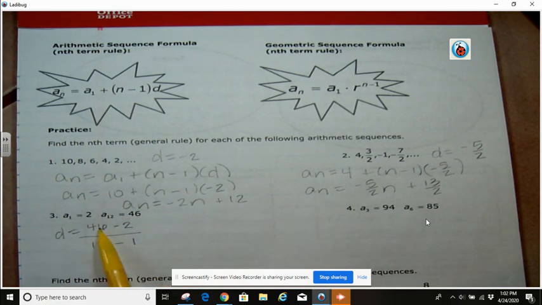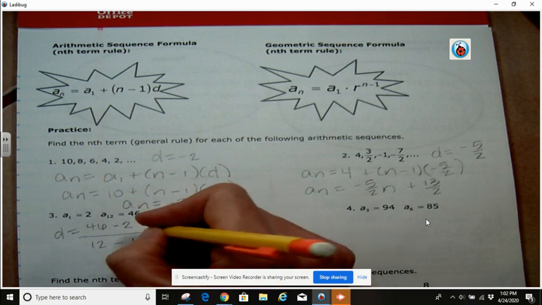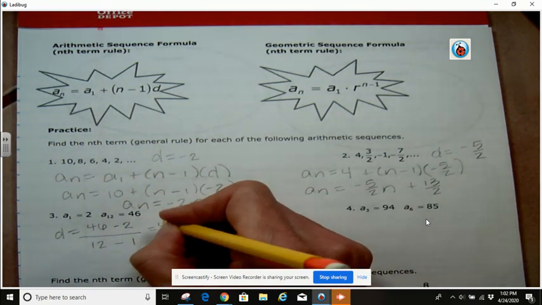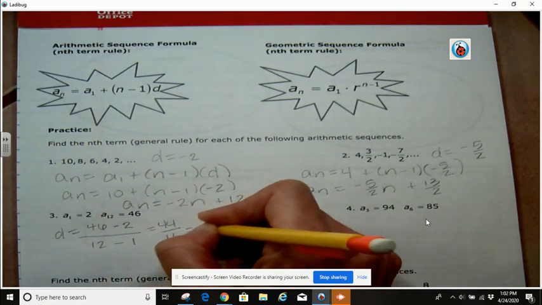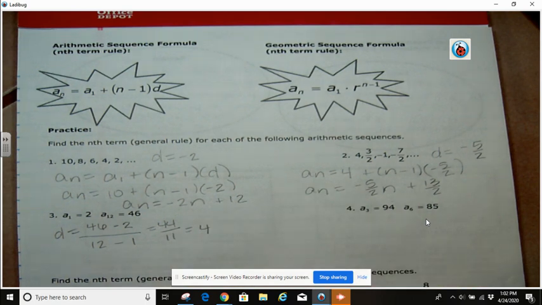So the value of the 12th term minus the value of the first term over the 12th term minus the first term, and that's sort of find the average. You get 44 over 11, and now we know that d is 4.